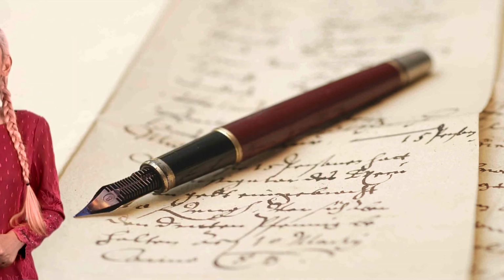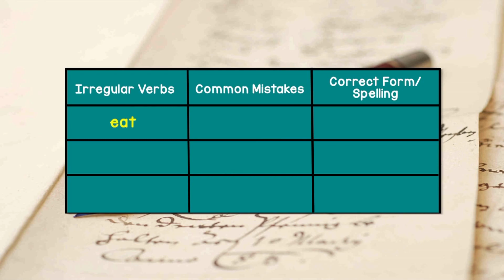Regular verbs are easy to understand as you only have to remember the spelling rules. However, many students struggle when using irregular verbs as they have the tendency to add ed at the end of the verb. For instance, they may spell eat as eated, sleep as sleeped, and catch as catched.